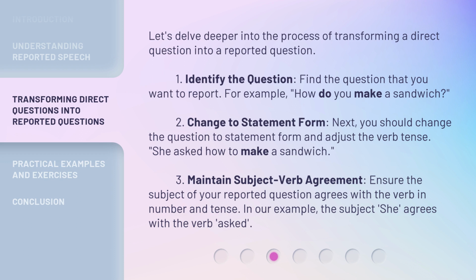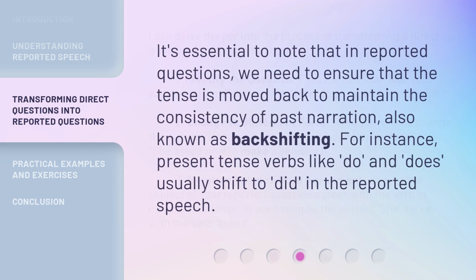3. Maintain subject-verb agreement. Ensure the subject of your reported question agrees with the verb in number and tense. In our example, the subject, she, agrees with the verb, asked. It's essential to note that in reported questions, we need to ensure that the tense is moved back to maintain the consistency of past narration, also known as backshifting. For instance, present tense verbs like do and does usually shift to did in the reported speech.